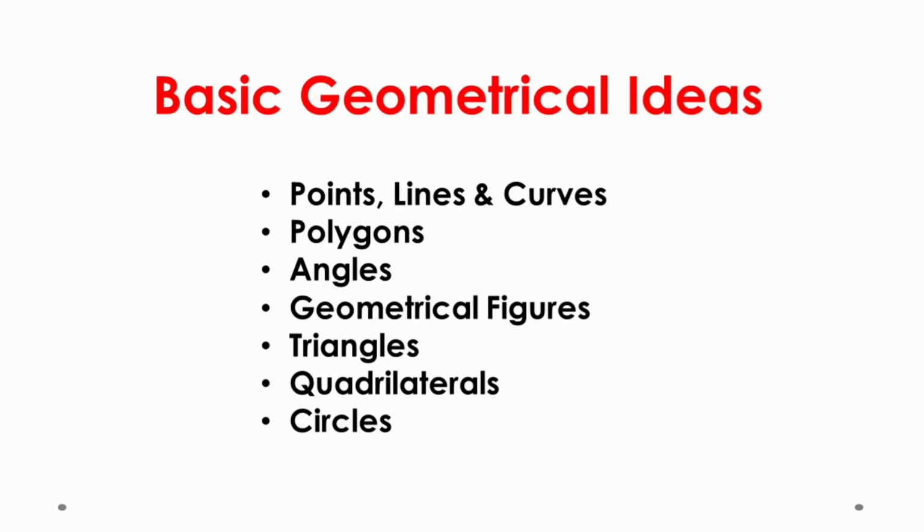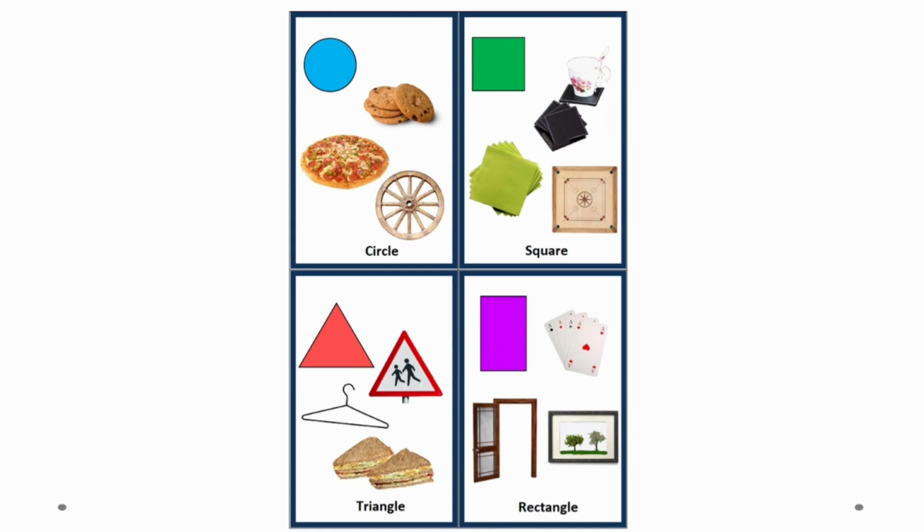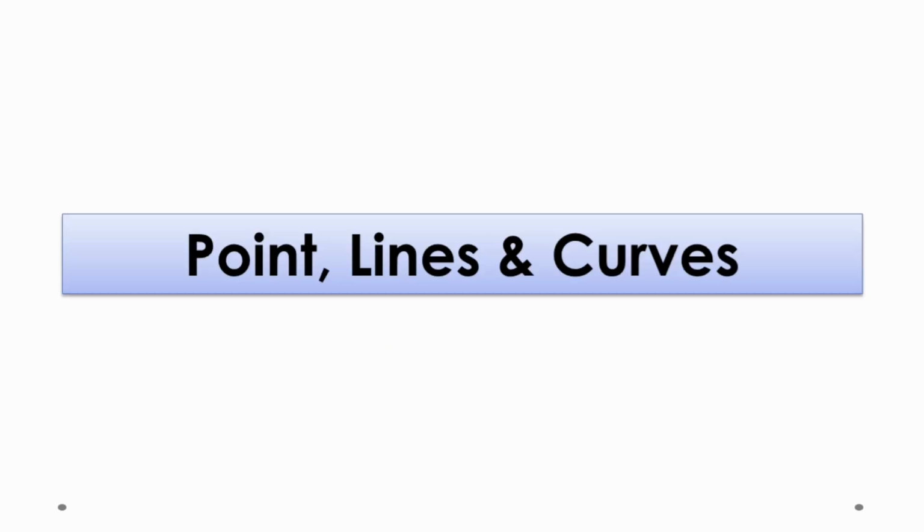Basic geometrical ideas. In this chapter, we will learn about points, lines and curves, polygons, angles, geometrical figures, triangles, quadrilaterals and circles. Geometry is all about shapes and lines. A closer look at the shapes of objects we daily use tells us that geometry is all around us. To understand the concepts of geometry, let's begin with the basics.